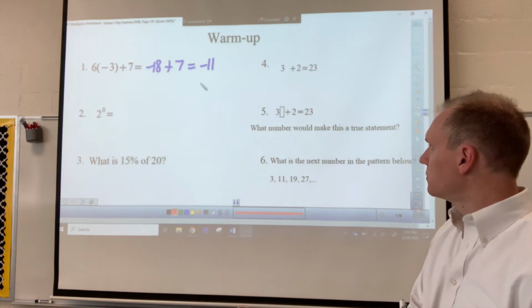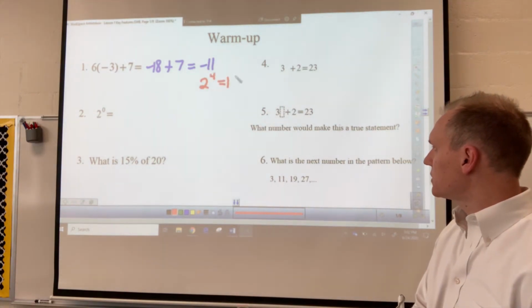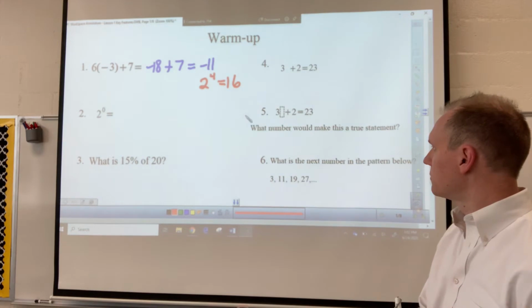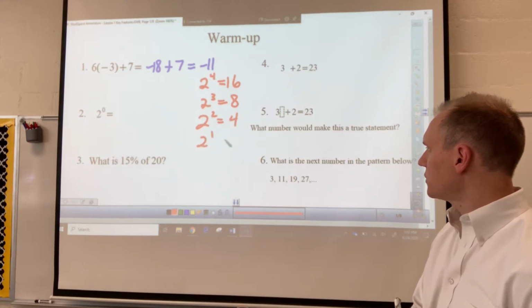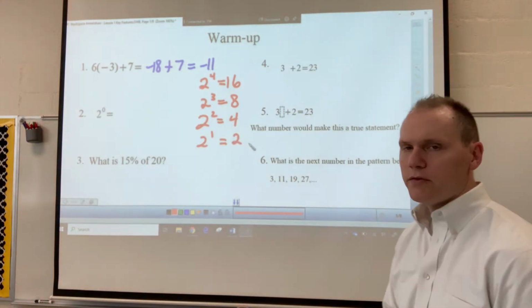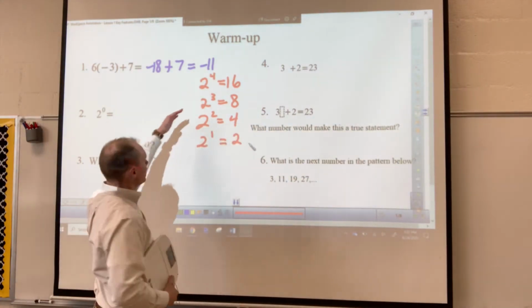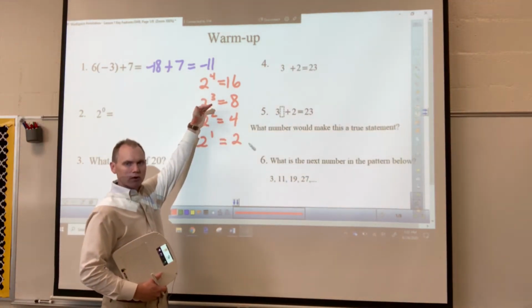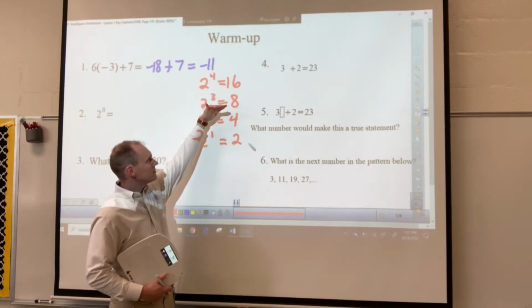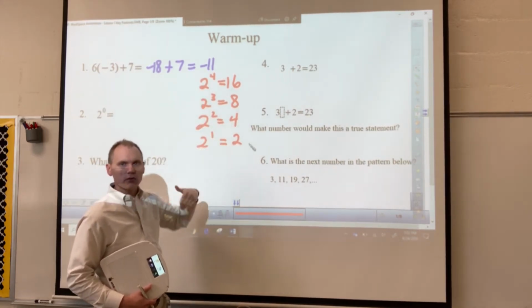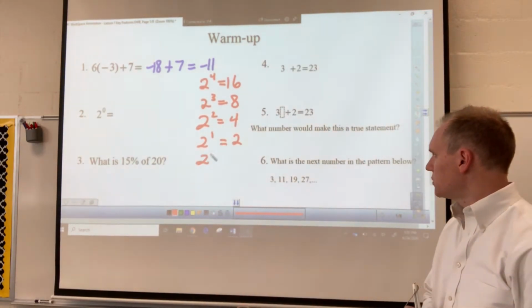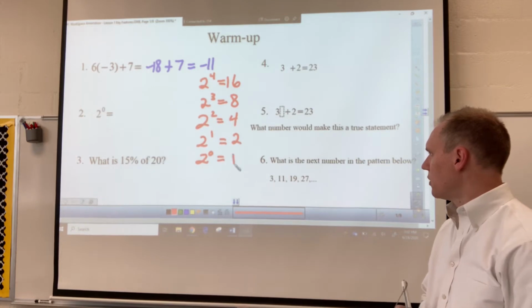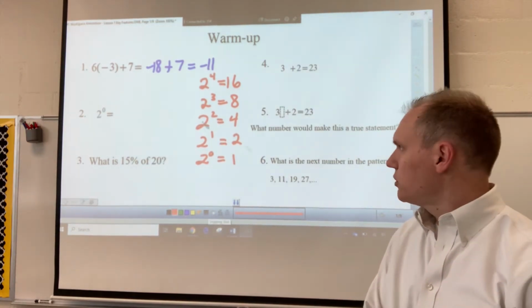So let's look at the powers of 2. 2 to the 4th is 16. That's 2 times 2 times 2 times 2. 2 cubed is 8. 2 squared is 4. 2 to the 1st is 2. And if you look at our pattern here, every time we go down a power in 2, we're dividing by 2. So what do you think would be the next if we divide it by 2 once more? Of course, it's going to be 2 to the 0 equals 1. And so 2 to the 0 is 1.